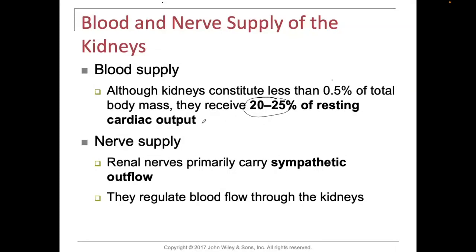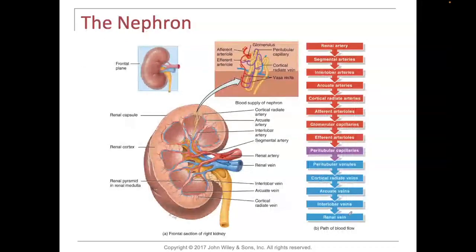That's a lot. In terms of nerve supply, the nerves are composed of the sympathetic outflow, the sympathetics. Remember, fight or flight response. When the sympathetics are activated, the blood vessels constrict. When blood vessels constrict, it drives and increases that blood pressure. So that's what's involved in regulating the blood flow through the kidneys.